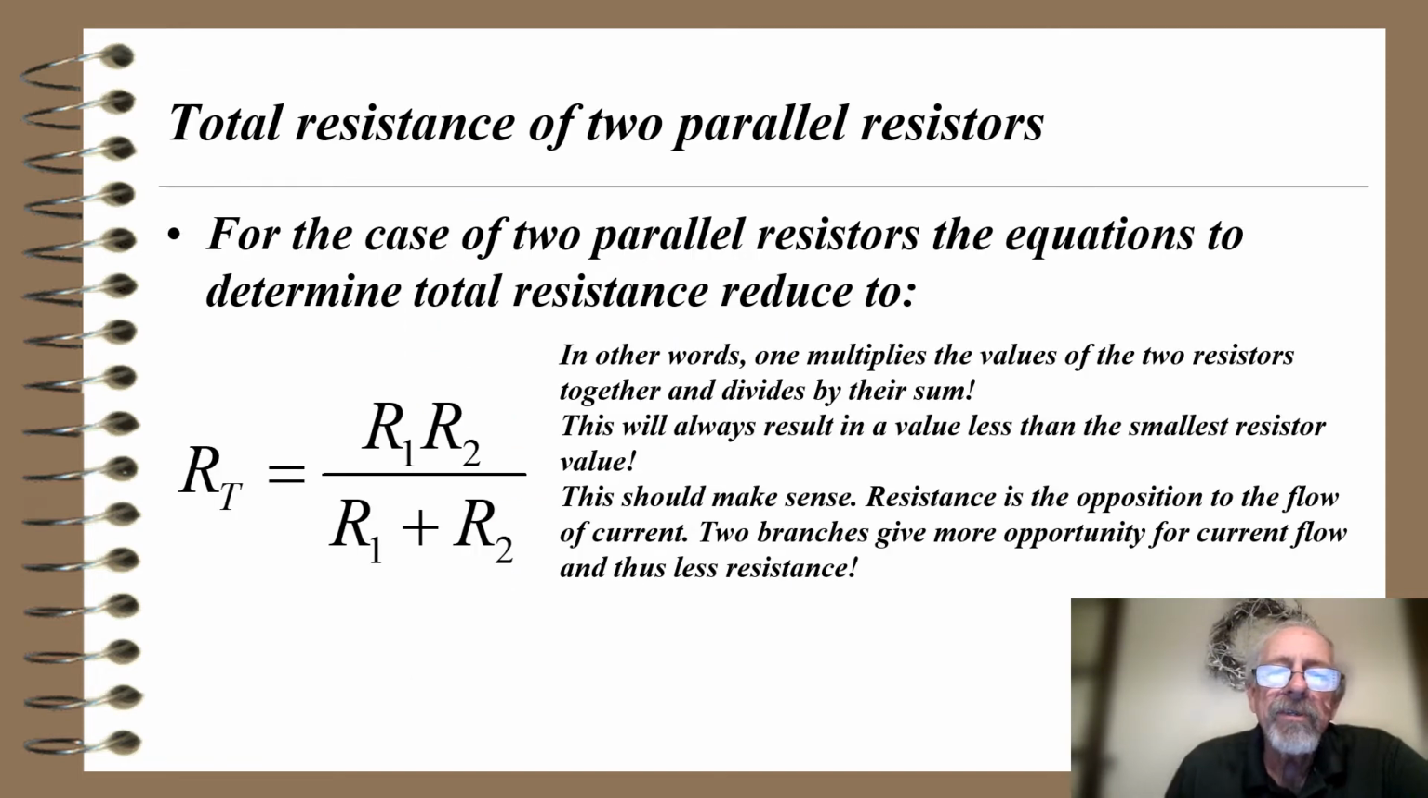What about the total resistance of 2 parallel resistors? Well, it turns out the math is the simplest to do this. So if I have the case of 2 parallel resistors, the equation to determine the total resistance reduces to this equation. Our total is you multiply the 2 resistors together and divide by their sum. This will always result in a value less than the smallest resistor value. This should make sense. Resistance is the opposition to the flow of current. 2 branches give more opportunity for current flow and thus less resistance.